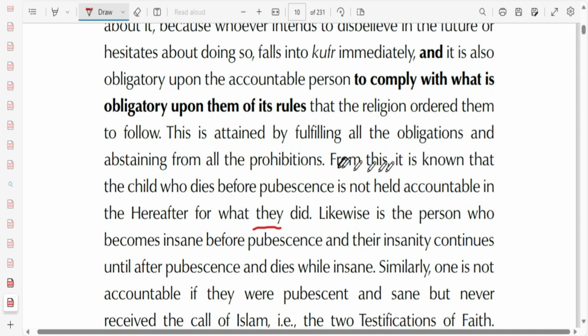What does the sentence say here? From this, it is known that the child, that's singular, who dies before pubescence is not held accountable in the afterlife for what they did. Like, personally, I don't say that, or maybe it comes out of my mouth sometimes. So that's why it sticks out to me. I would say, for what he did. But people speak like that a lot.